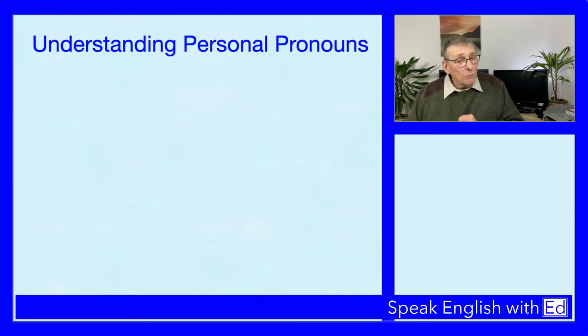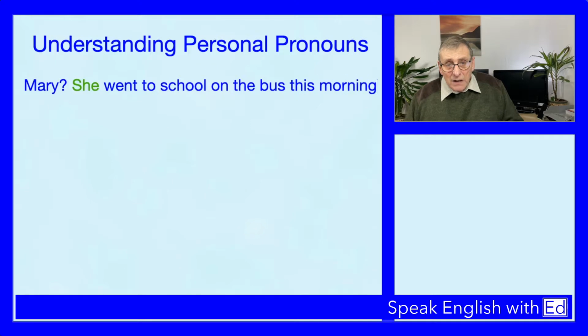So, understanding personal pronouns. Now, we've got a sentence here: Mary, she went to school on the bus this morning. So, what have we got here? First of all, we've got Mary. We've established who we're talking about. I've established that I'm talking about Mary. And then I say, she went to school on the bus this morning.